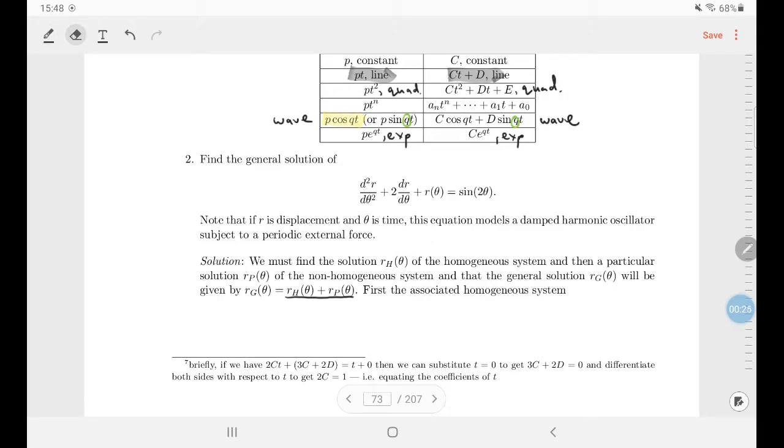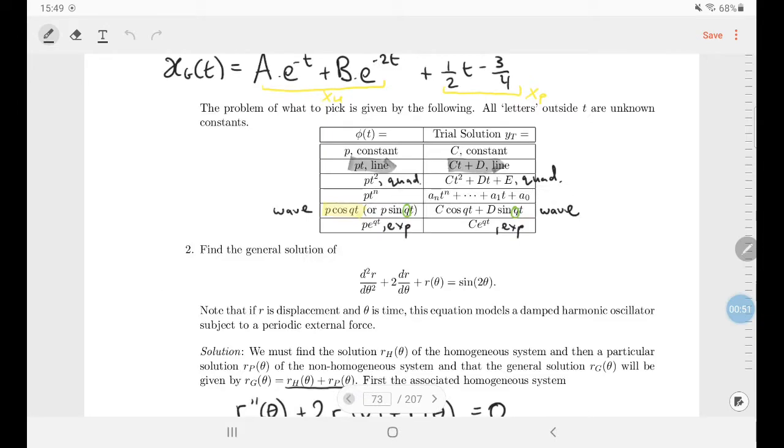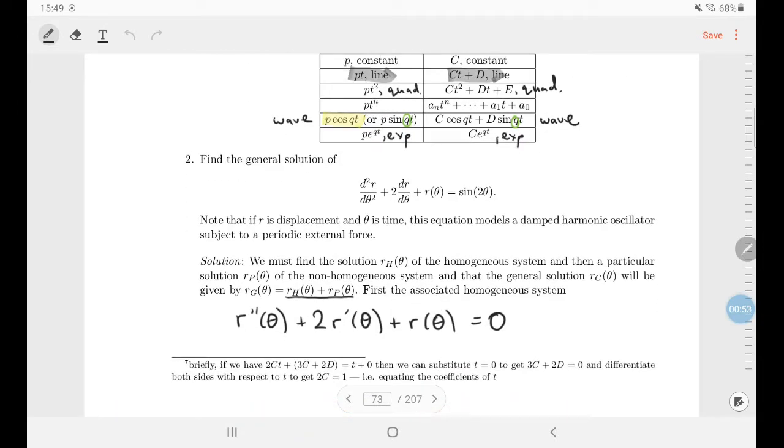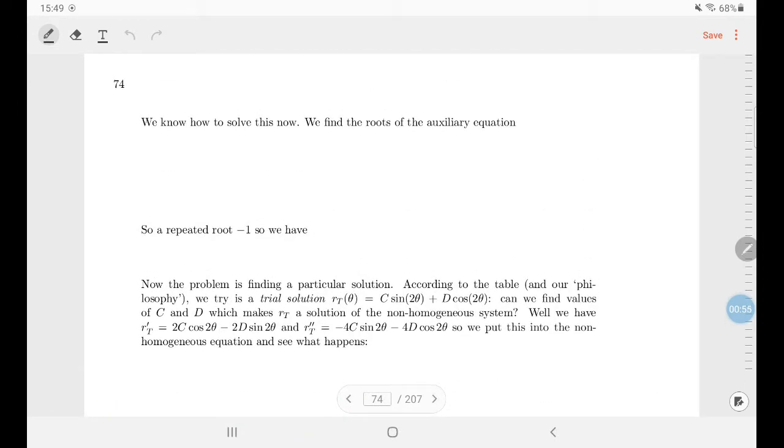So what we're going to try and do here is, first of all, write down the associated homogeneous system. It would be r''(theta) + 2r'(theta) + r(theta) = 0. So you solve it first equal to 0. We know how to solve this. We write down the auxiliary equation. The coefficients are 1, 2, 1, and we'll use lambdas.